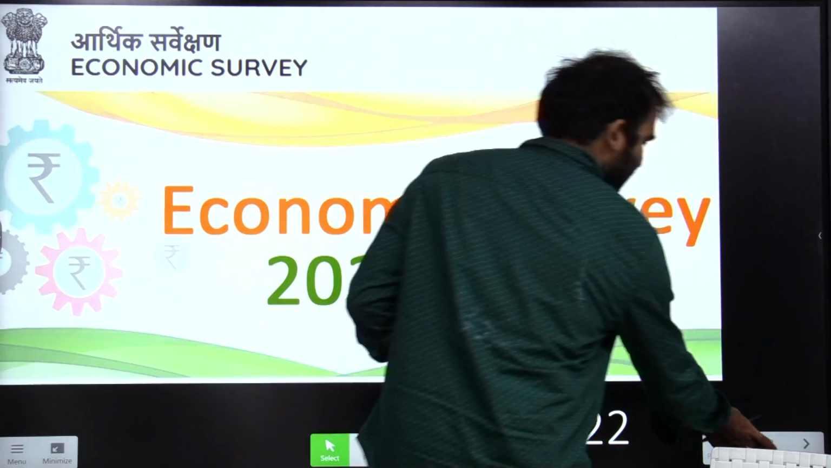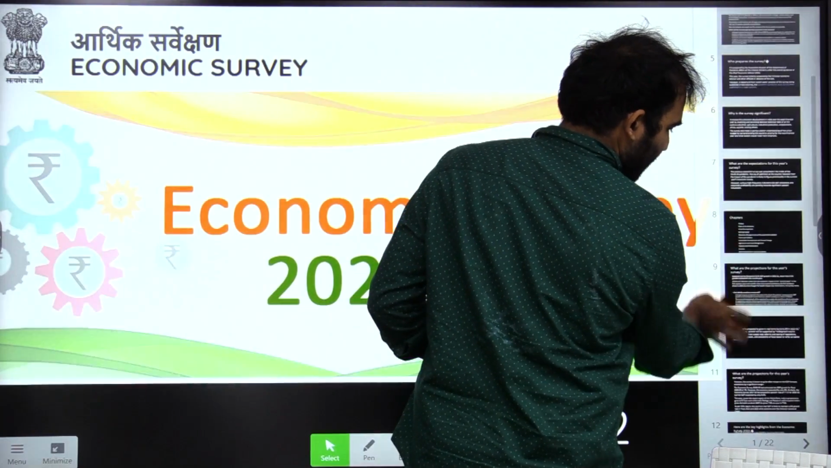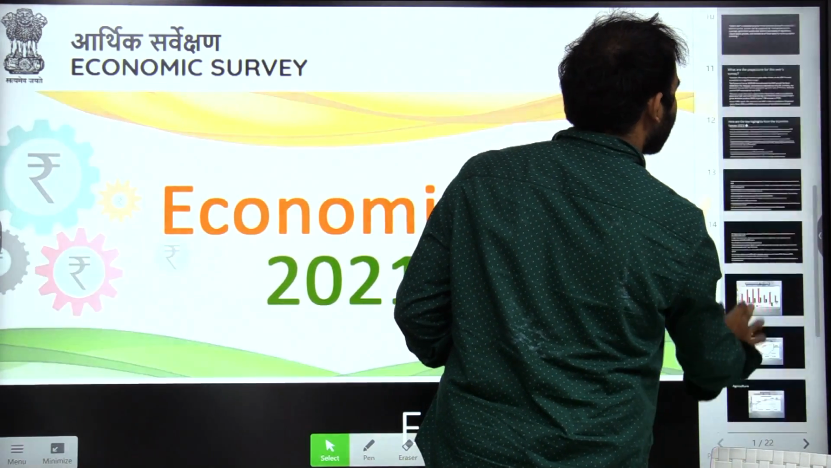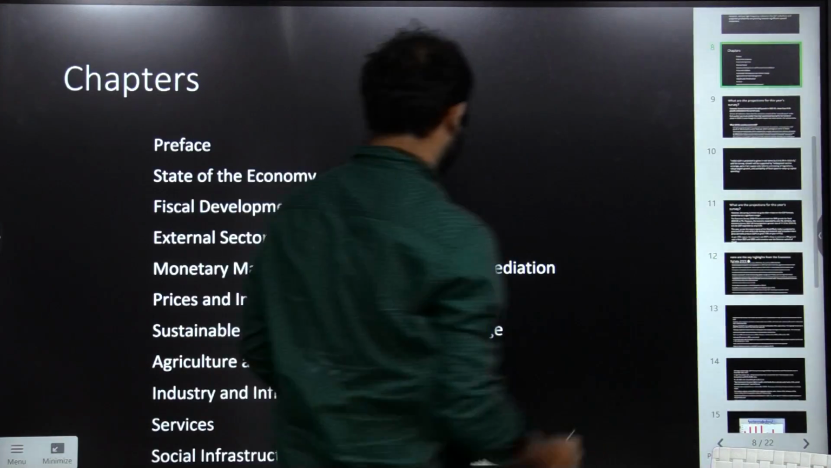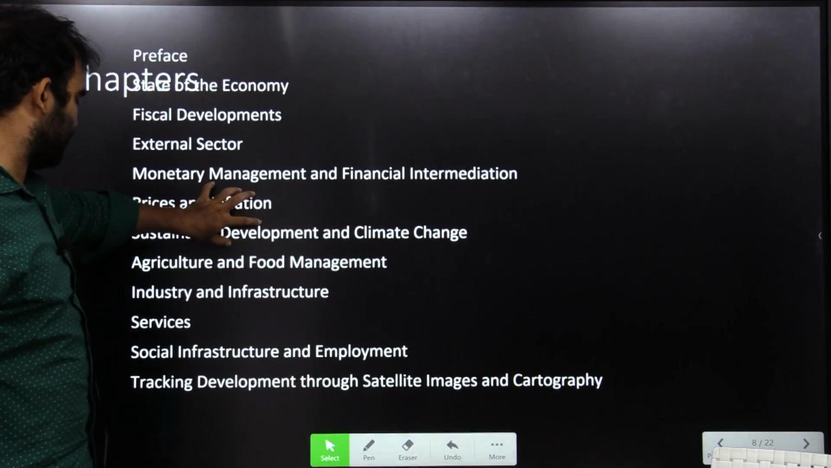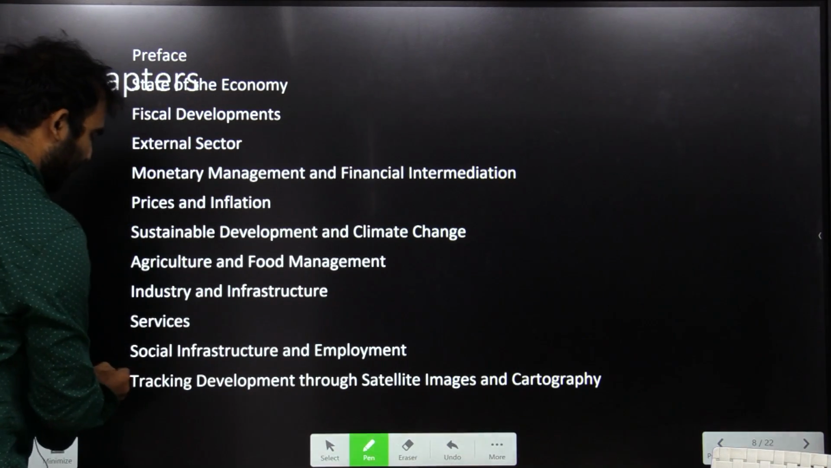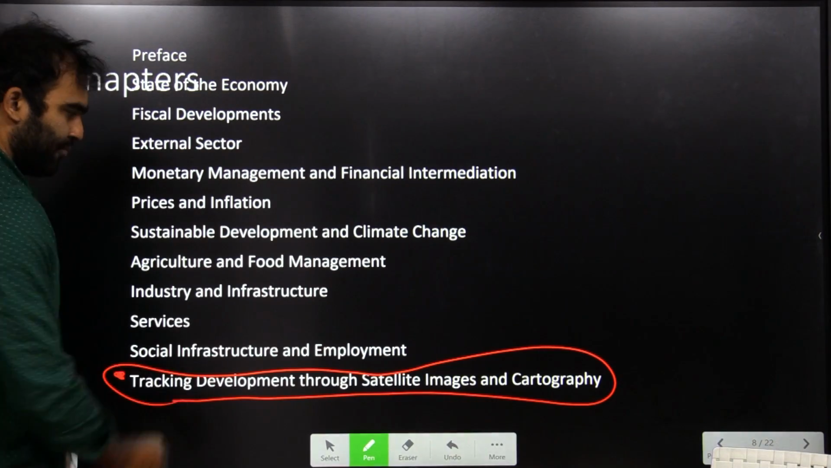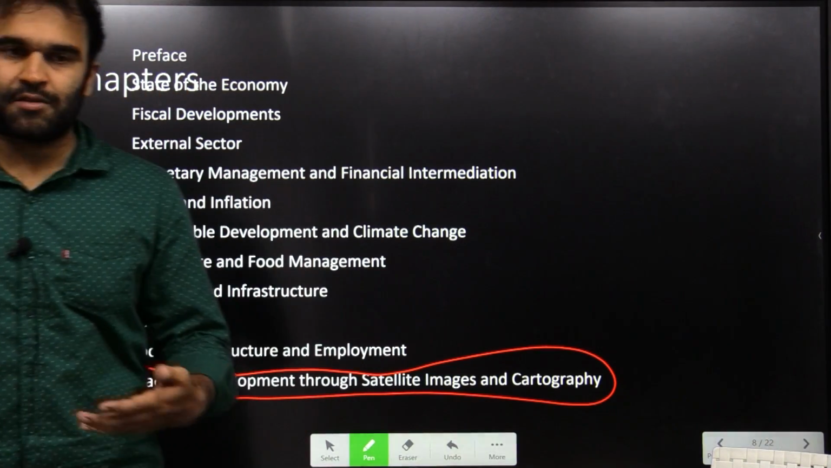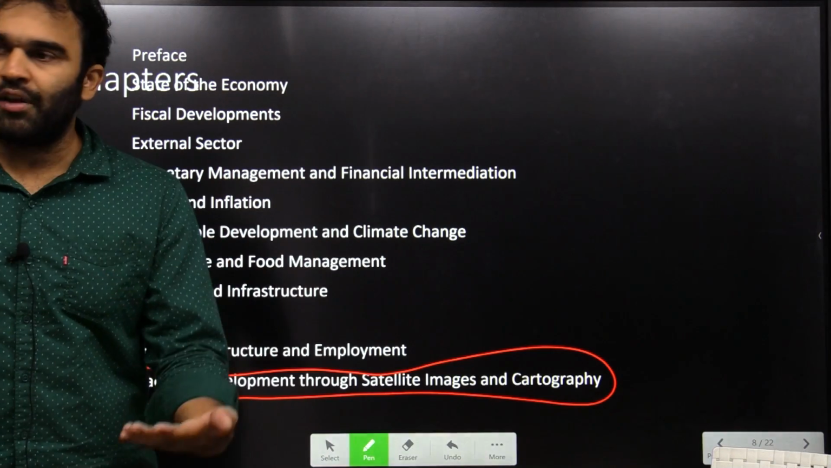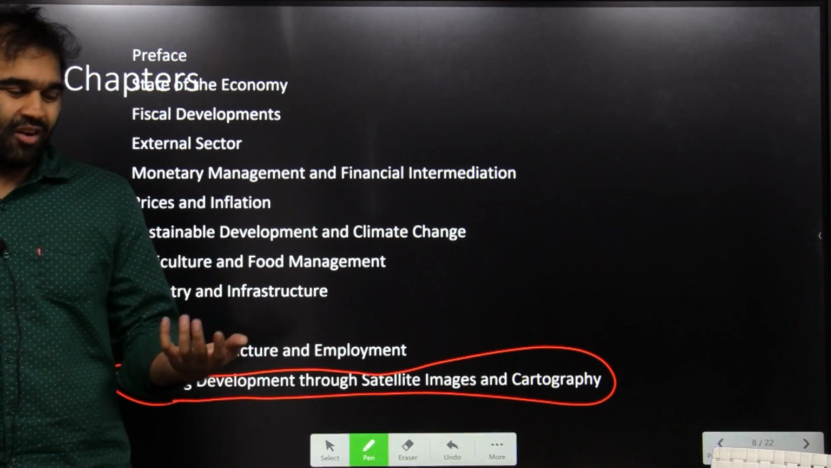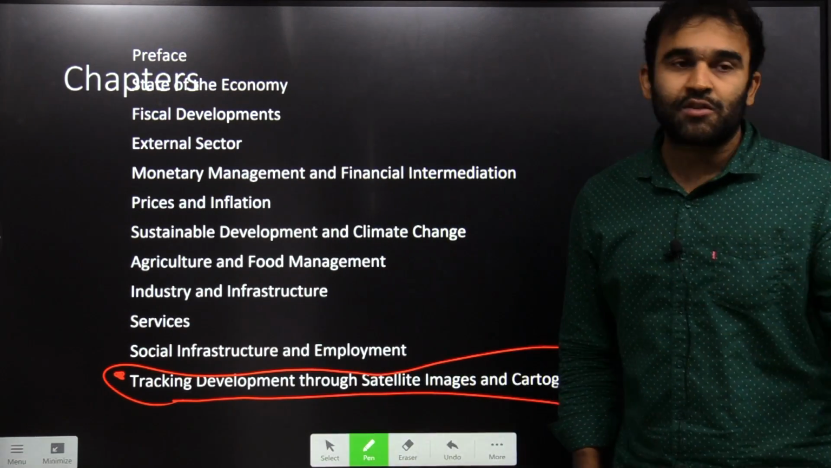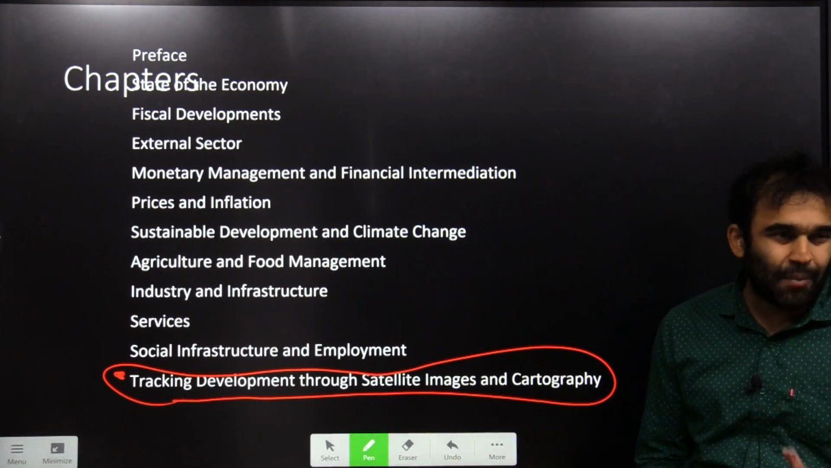This chapter in the economic survey, tracking development through satellite images and cartography. So in that chapter, the government gives the specific high frequency indicators or HFIs, like the government talks about GST collections. The government talks about e-way bills, collections of e-way bills after GST has come up.